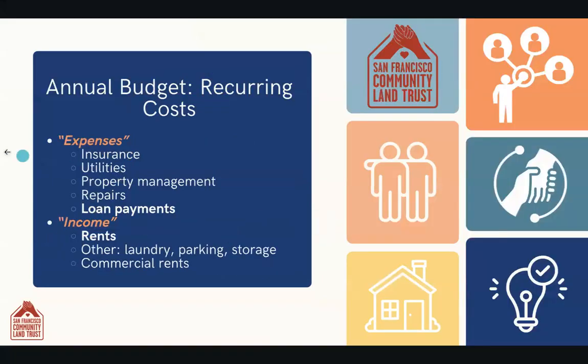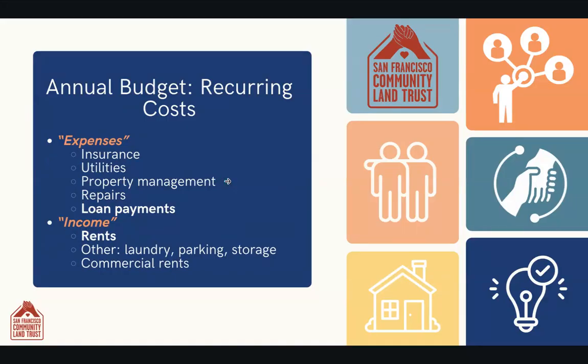Okay, now we're going into the annual budget. So these are the recurring costs. I referred to one just a moment ago, insurance costs, for example. So here we will call them expenses and we will call them income. So expenses, these are the things that you just think of that any building needs to have, right? So it has to have property insurance. We will have some utility payments we have to make.